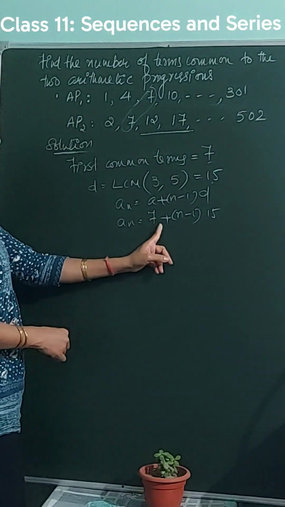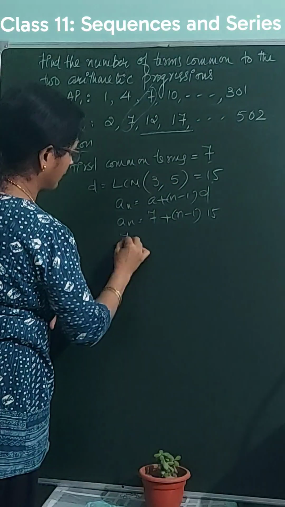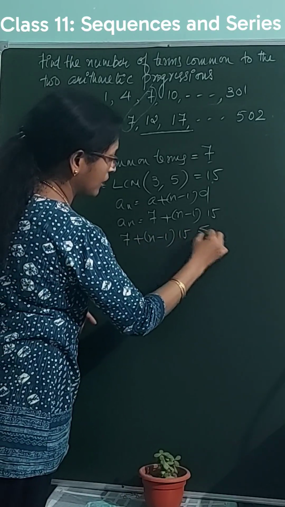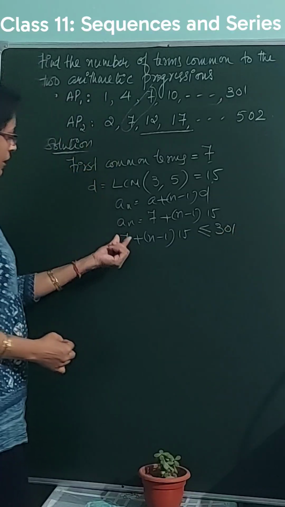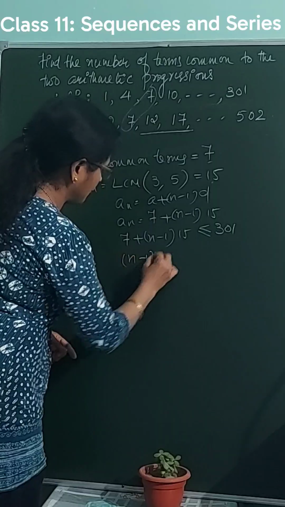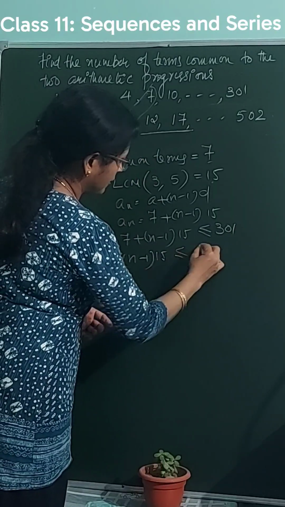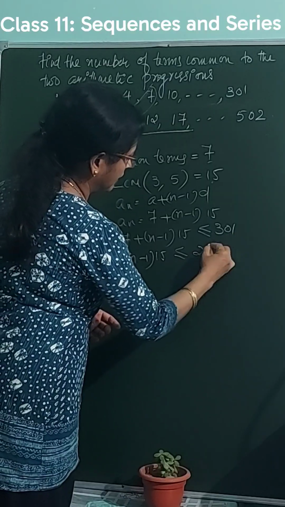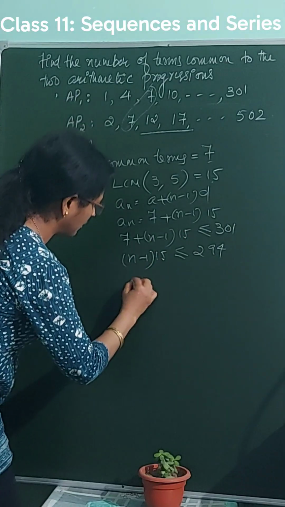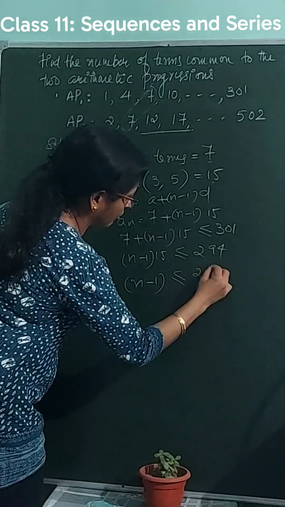That means an should be less than or equal to 301. That is, 7 plus n minus 1 into 15 should be less than or equal to 301. Now subtract 7 from both sides. It will be n minus 1 into 15 less than or equal to 301 minus 7, which is 294. So n minus 1 should be less than or equal to, now divide by 15 on both sides, 294 divided by 15.